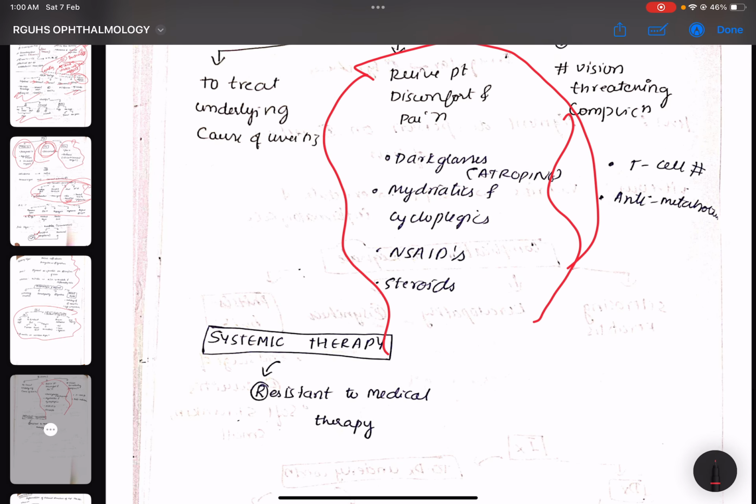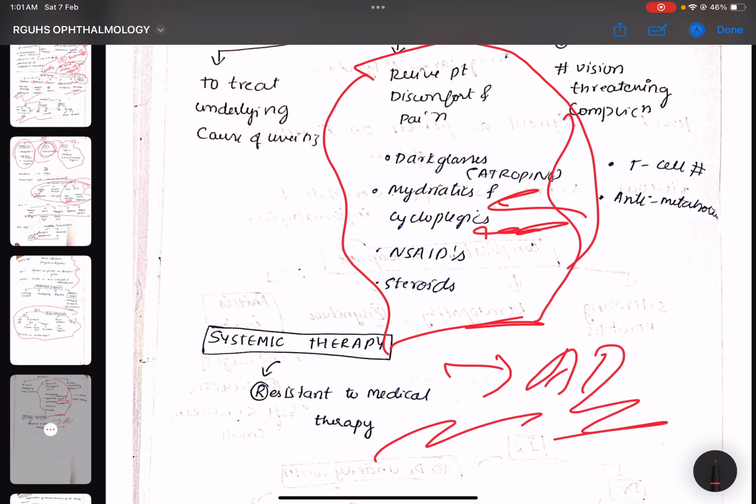Because it's an intense pain, obviously you have to write about cycloplegics and mydriatics, and also NSAIDs and steroids. It's a systemic therapy in autoimmune disorders. You have to evaluate aggressively and find out what is the etiology.